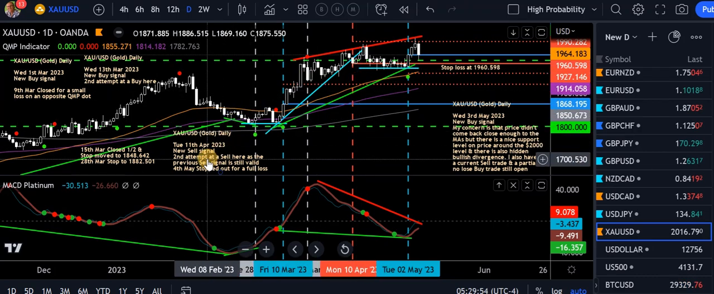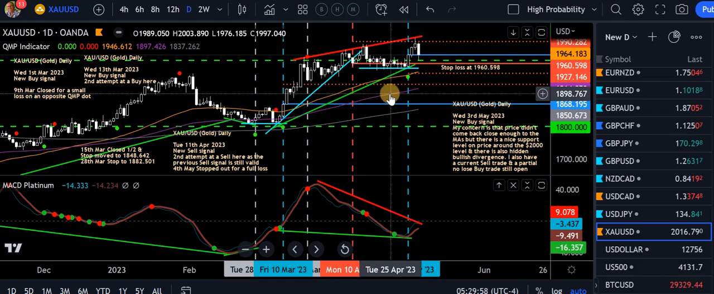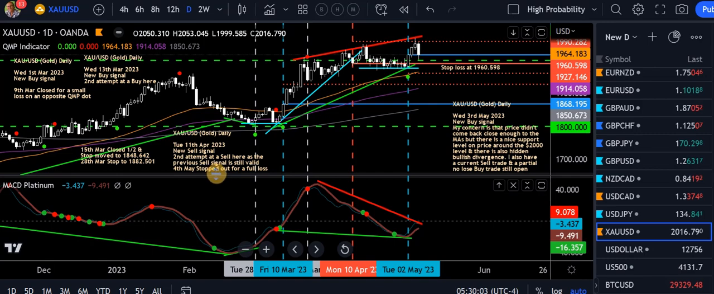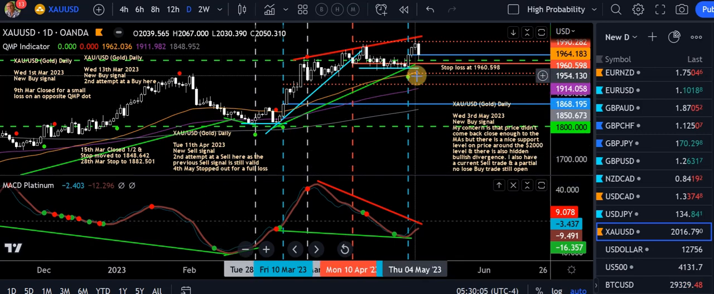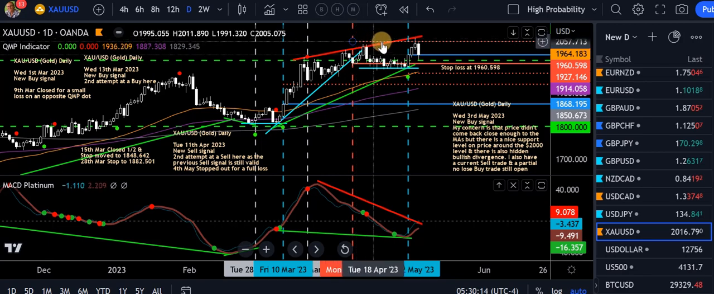That's this one, yeah, second attempt, and it was stopped out. Hang on a sec, let me read my notes. Second attempt there, previous sell, yeah, 4th of May. So that's in here. Yeah, just poked through again. Stop loss, just took it out. It should have been, if it could have been, a little bit higher.